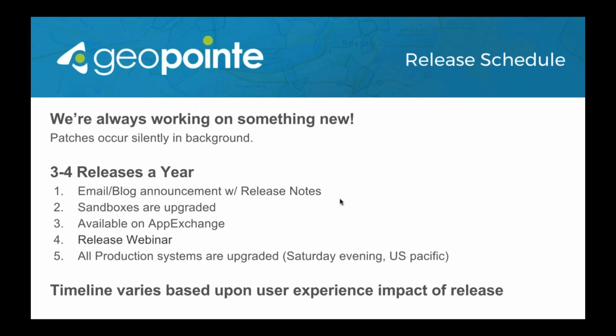So, for those of you who aren't super familiar with the process, you get a good month or so when we do one of those large releases. You'll get emails, you'll get announcements on our blog, as well as get the release notes up. And then sandboxes get upgraded first before it goes on the App Exchange. And it's on the App Exchange for a little while when we do the release webinar, and then when we finally actually push it to production. So you do have quite a bit of time in there to get used to our new changes. So expect to see some fun stuff coming later this fall from us.